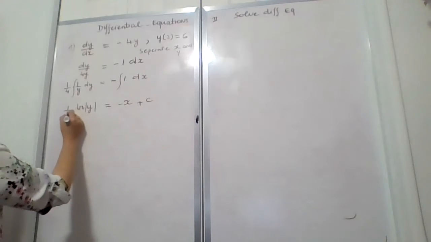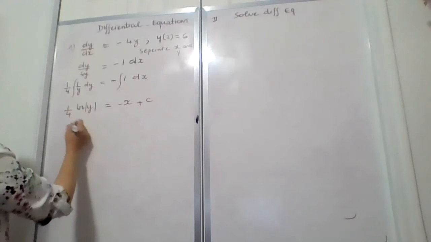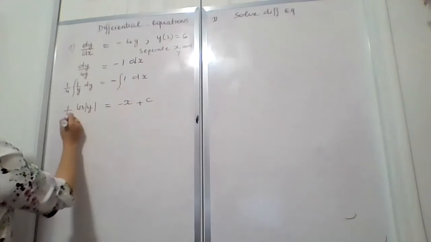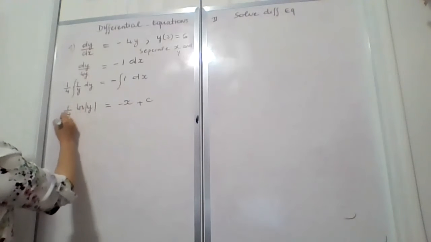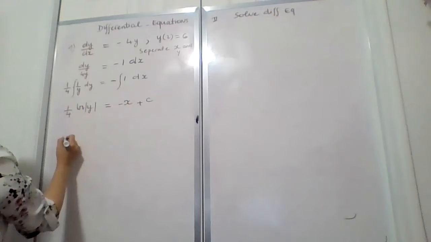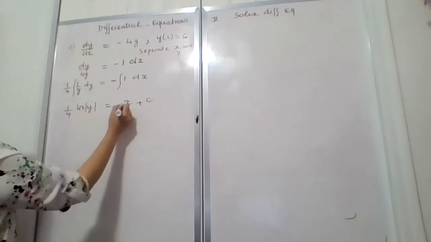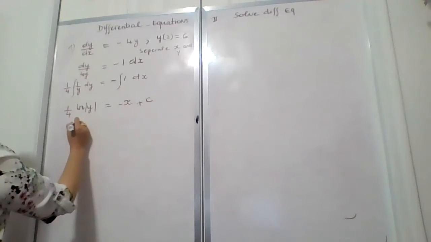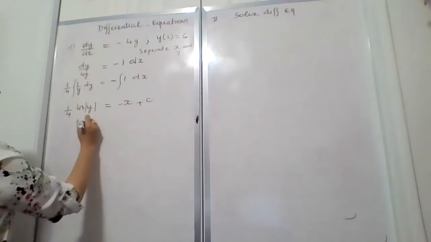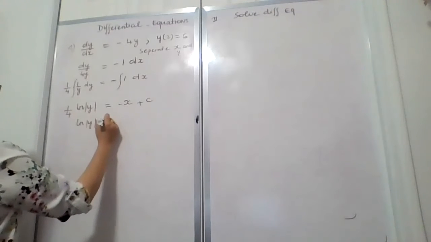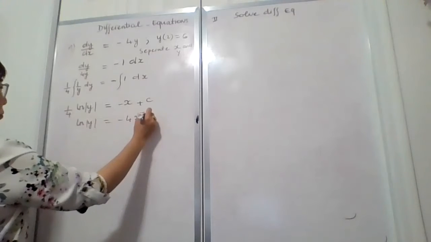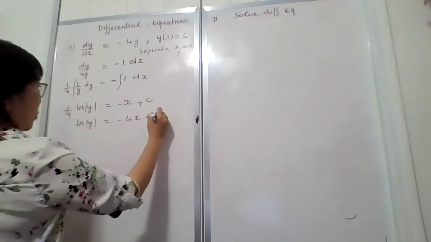So now, because I have 1 over 4 ln y, I'm going to multiply both sides by minus 4. If I multiply both sides by minus 4, I get rid of this number, or kick this number to the right-hand side. So multiplying both sides by 4, I will have ln of the absolute value of y equal to minus 4x plus 4c.